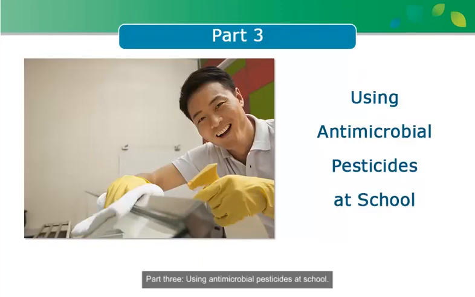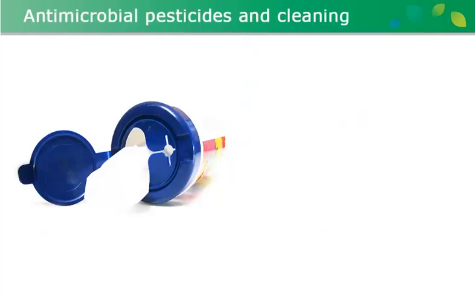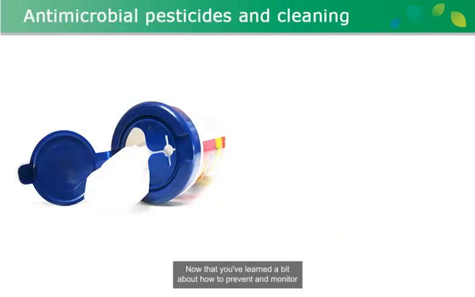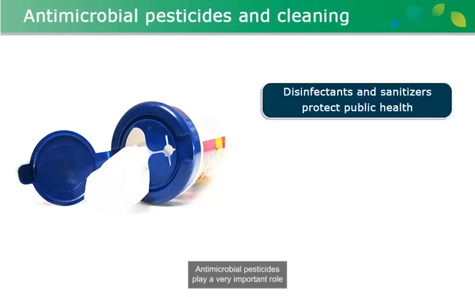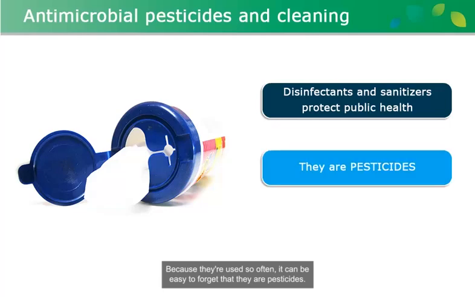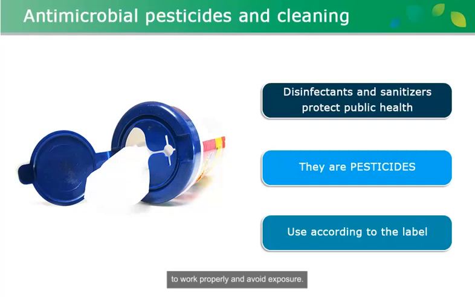Part 3. Using antimicrobial pesticides at school. Now that you've learned a bit about how to prevent and monitor for pests, let's learn more about antimicrobial pesticides and cleaning. Antimicrobial pesticides play a very important role in public health by helping reduce the spread of sickness. Because they're used so often, it can be easy to forget that they are pesticides. As such, they must be used according to label directions to work properly and avoid exposure.